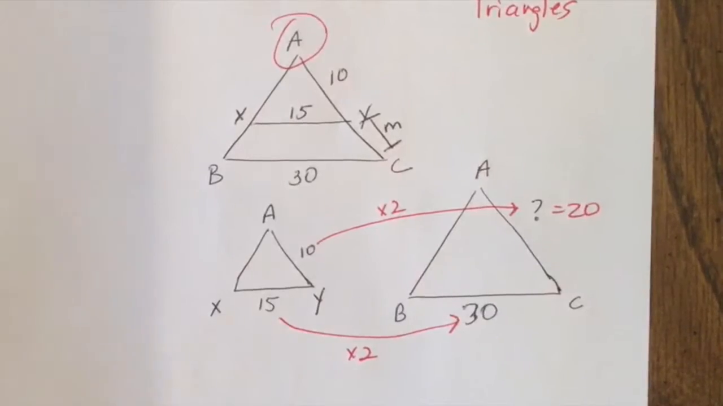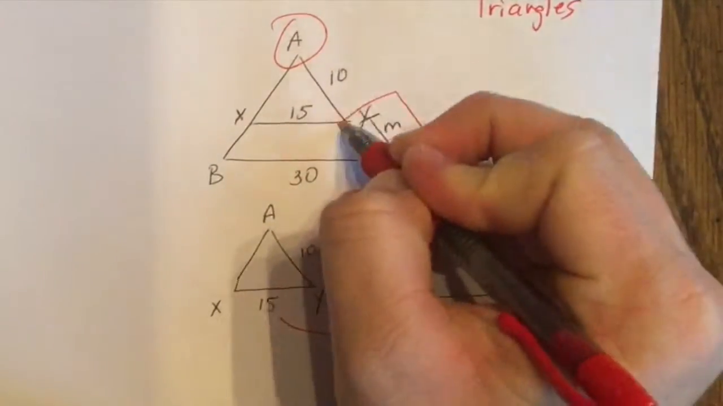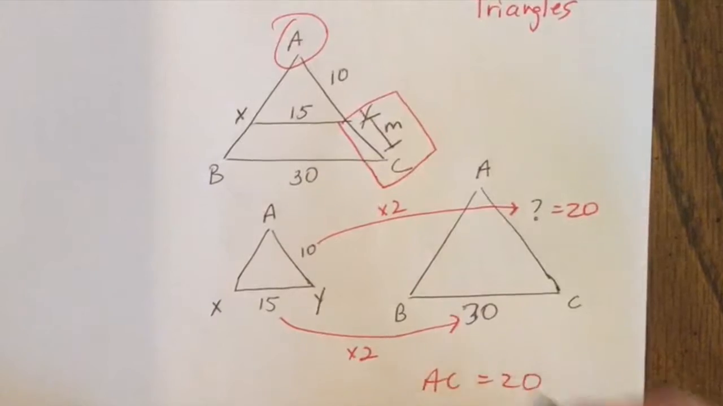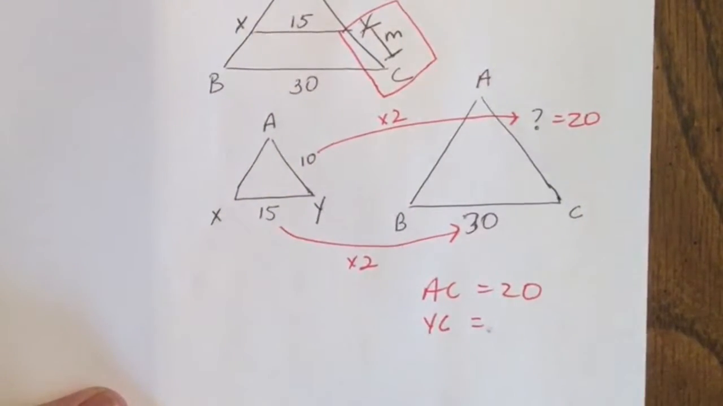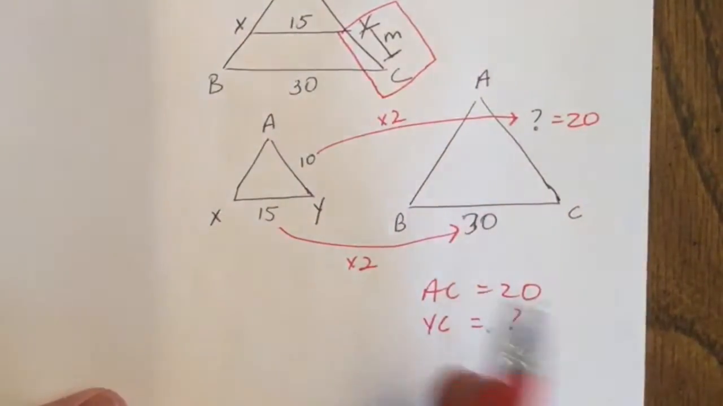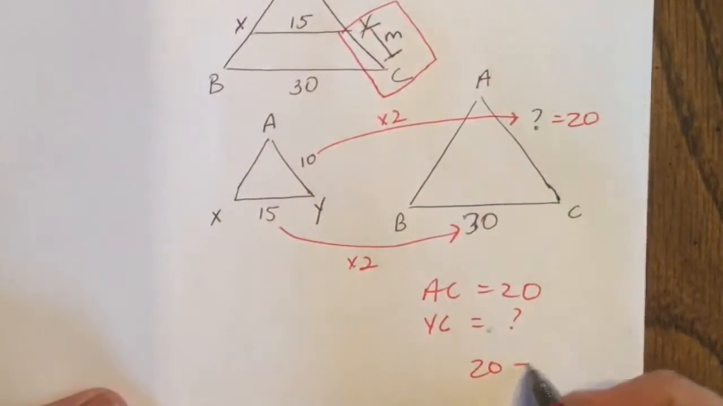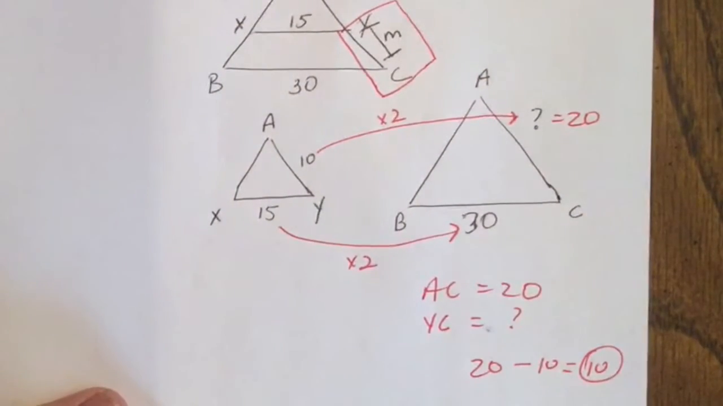Now, however, that's not my answer. Remember, I just want this segment YC, which is the bottom segment. So what I'm going to need to do is take that 20. AC is equal to 20. YC is what I'm looking for, right? And I want to find YC. So the other part of that is AY. So I'm going to take the 20, which is the whole thing, subtract off the AY, which is the 10, and I'm going to get that my YC is 10 units long.